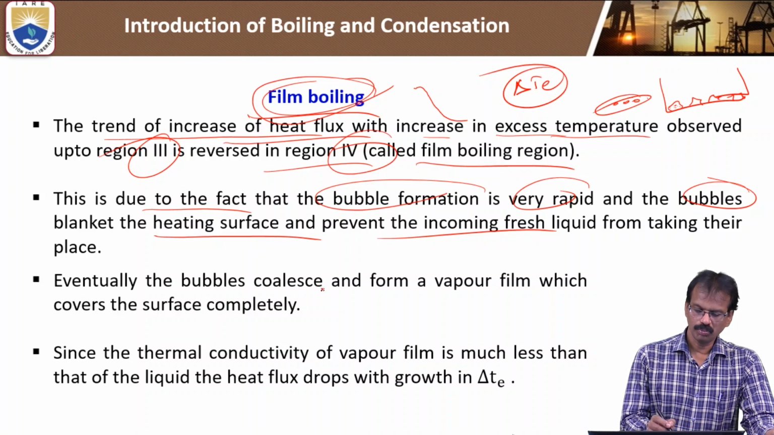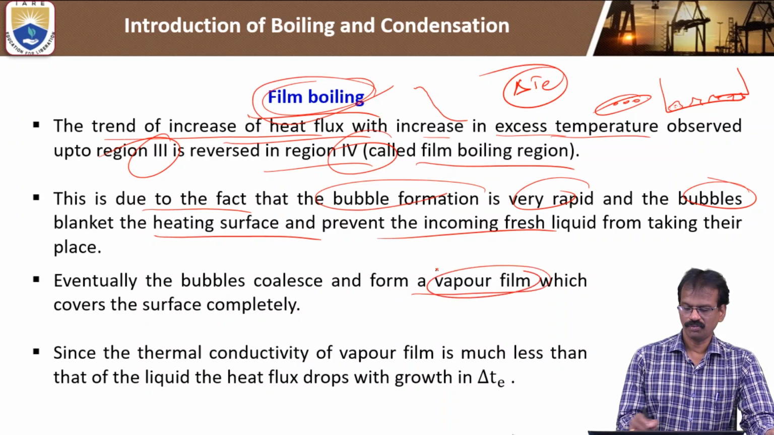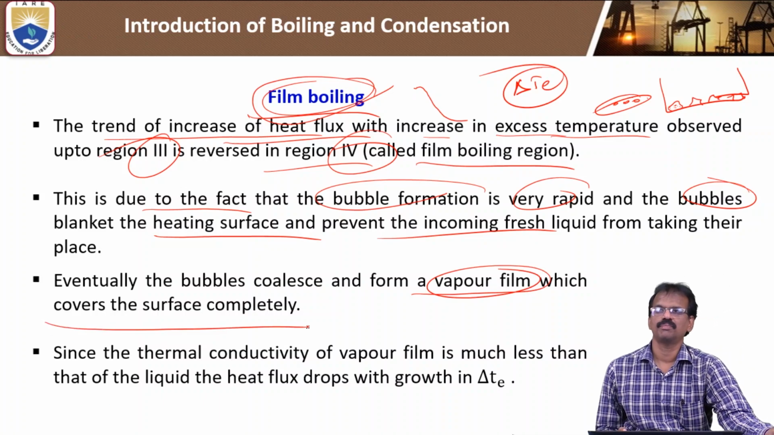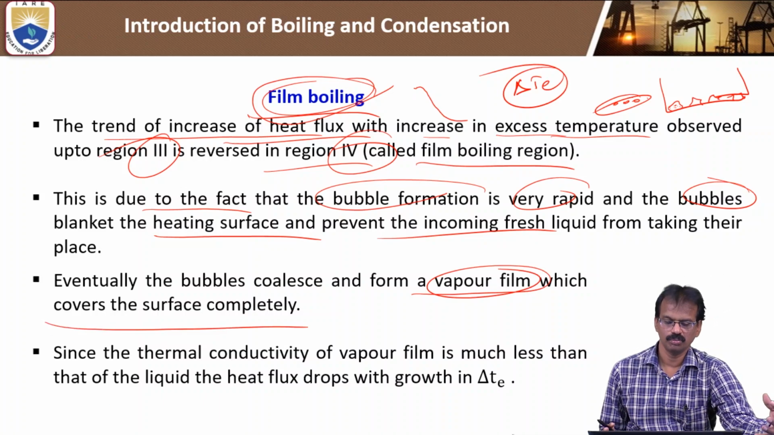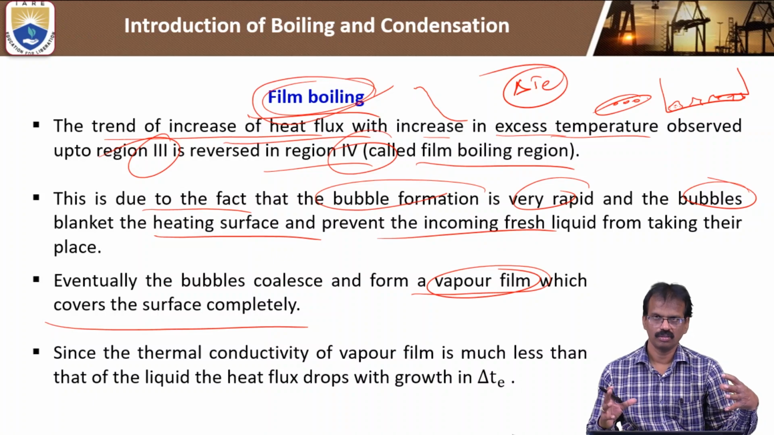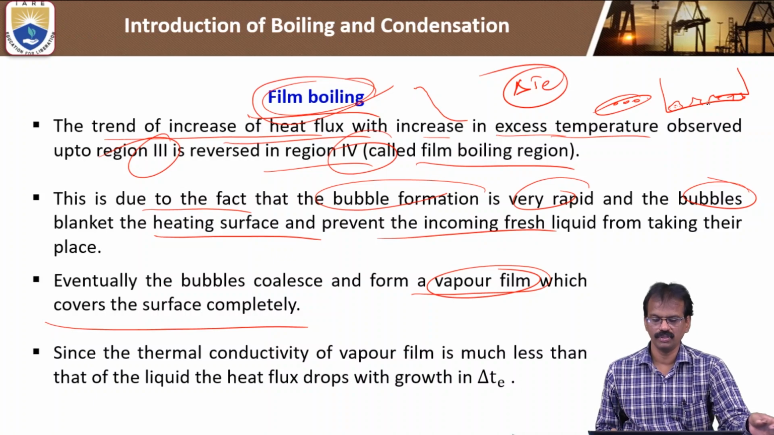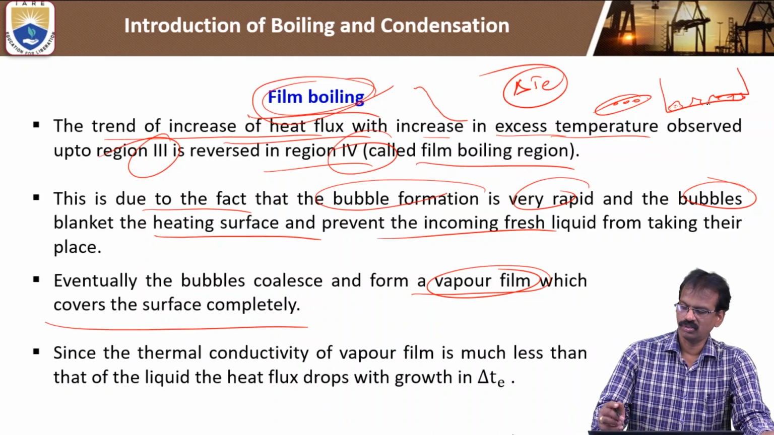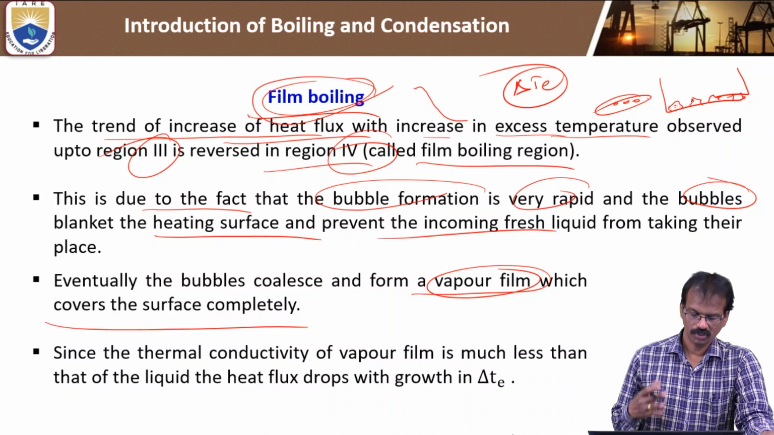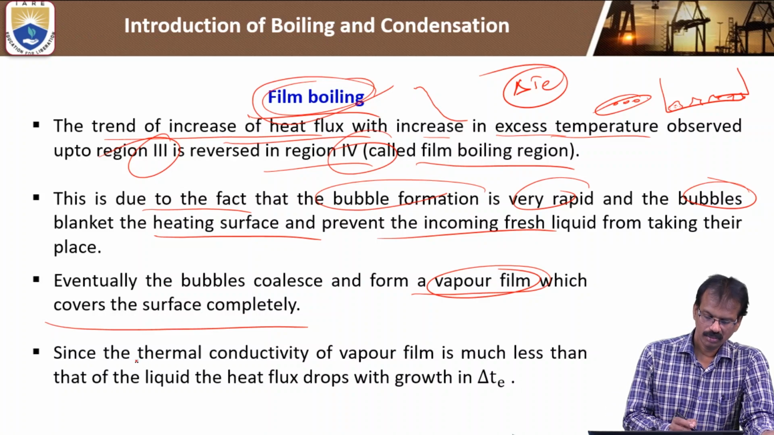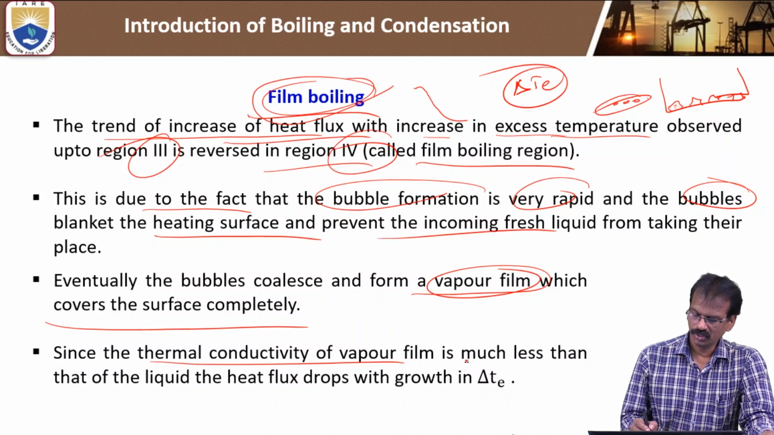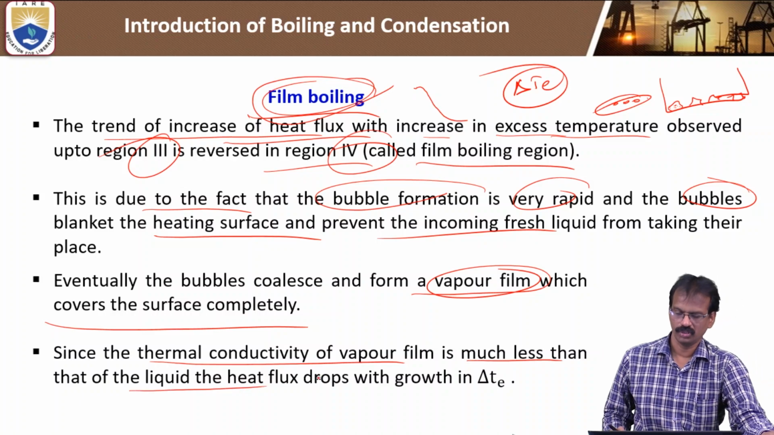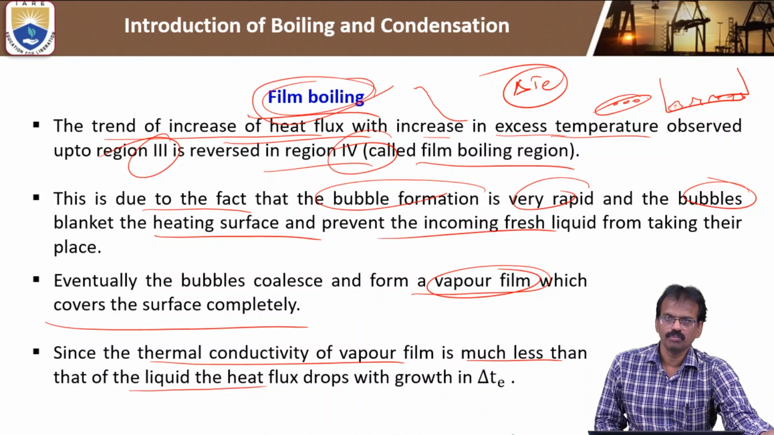Eventually, the bubbles coalesce and form a vapor film which covers the surface completely. So these bubbles coalesce, mix with each other, and form a vapor film on the surface. Due to the low conductivity of the vapor film, automatically the heat transfer rate will decrease. Since the thermal conductivity of the vapor film is less than that of the liquid, you know this one. So in film boiling, the heat transfer rate will decrease.